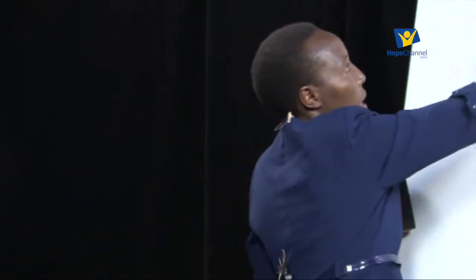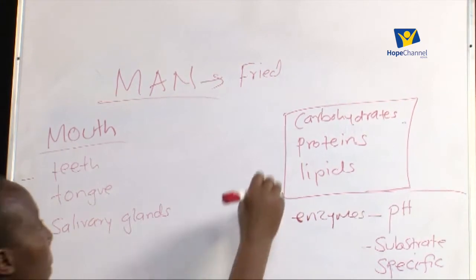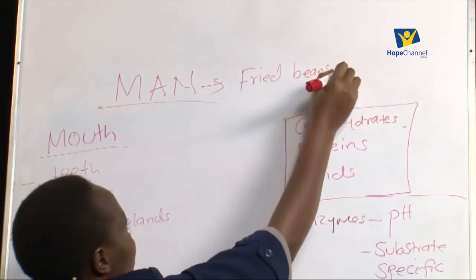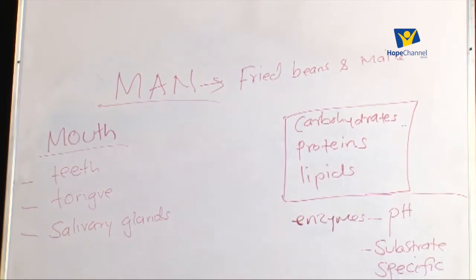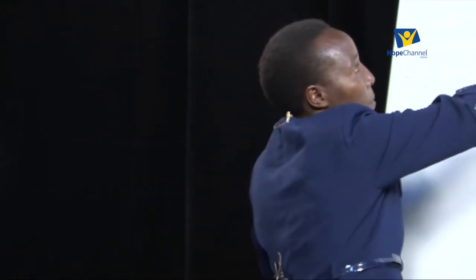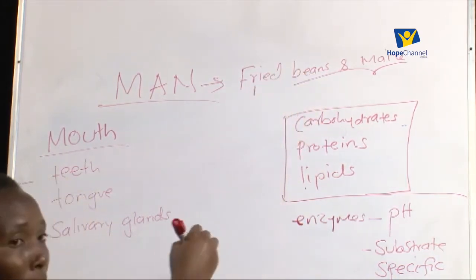I want to use a meal that consists of fried beans and maize. If I talk about fried beans and maize, a mixture of beans and maize, in layman's language we say githeri. So fried githeri. When we talk about fried, it consists of lipids. Obviously, you used fats or oil. When we talk about beans, they consist of proteins.